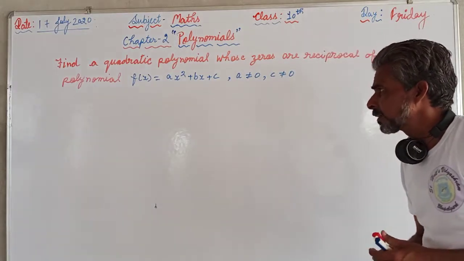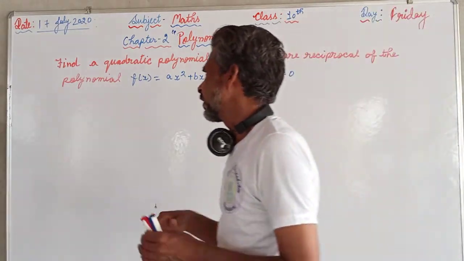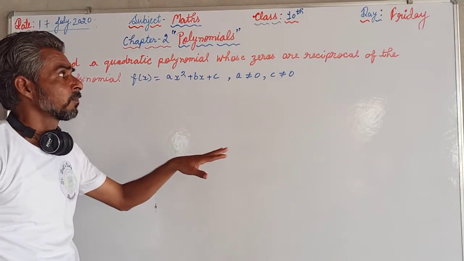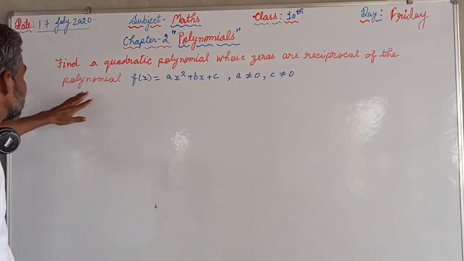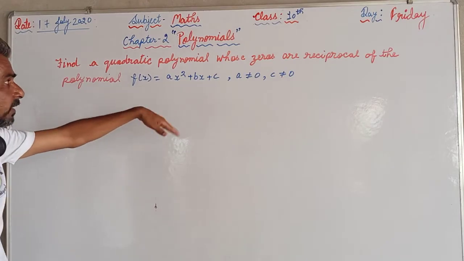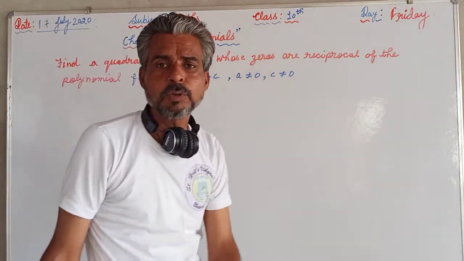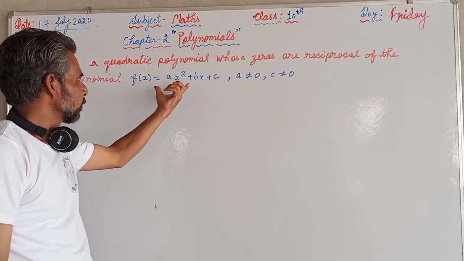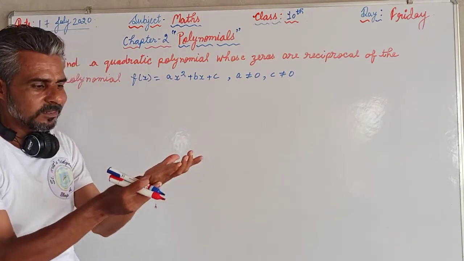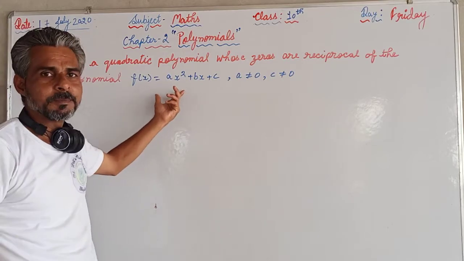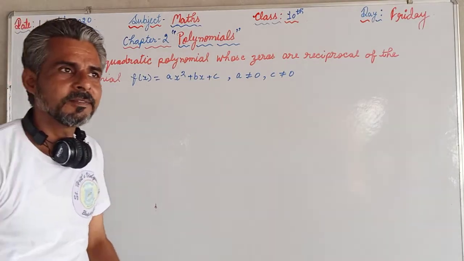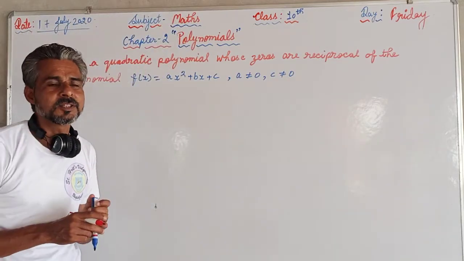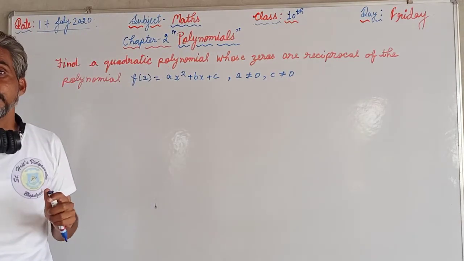Today we will discuss some of the questions. The question in front of you on the board is: find a quadratic polynomial whose zeros are the reciprocals of the zeros of the polynomial f(x) = ax² + bx + c, where a is not equal to 0 and c is not equal to 0. ये हमें एक पॉलिनोमियल गिवन है, हमें एक पॉलिनोमियल कंस्ट्रक्ट करना है, इसके जीरोज अल्फा एंड बीटा हैं, तो उसके जीरोज 1 अपॉन अल्फा एंड 1 अपॉन बीटा होंगे.